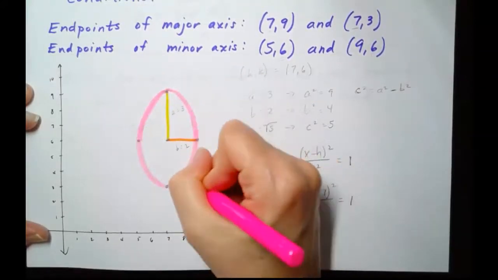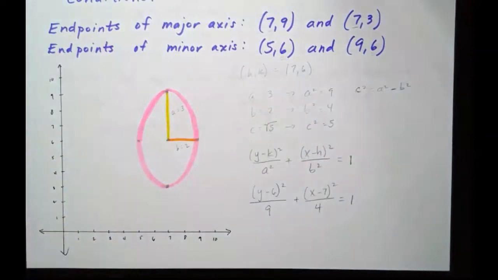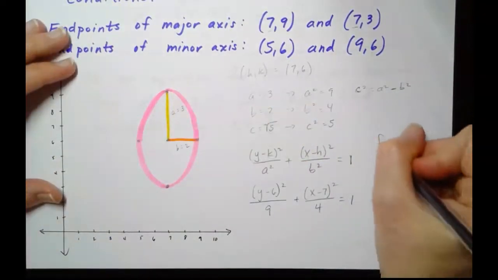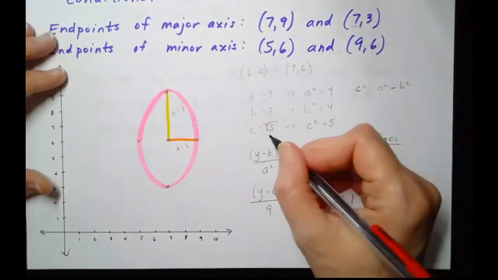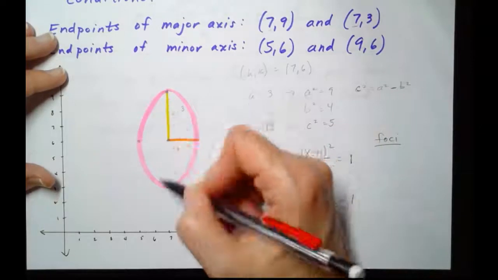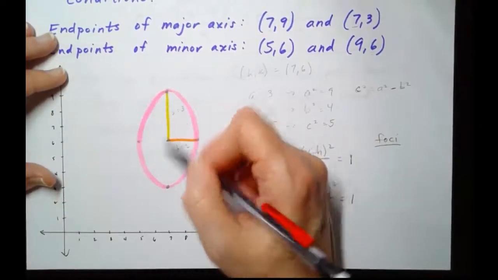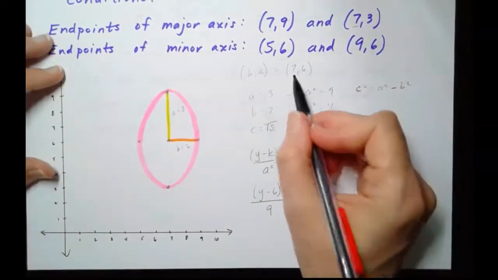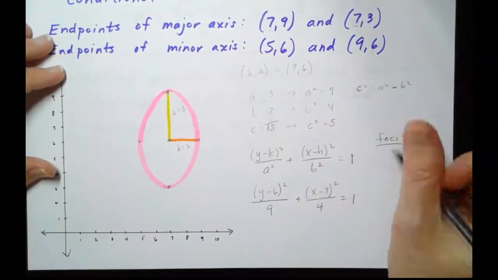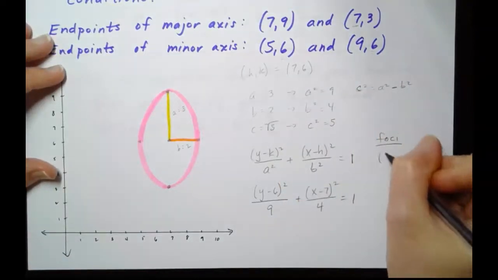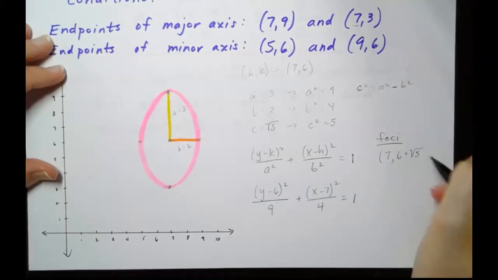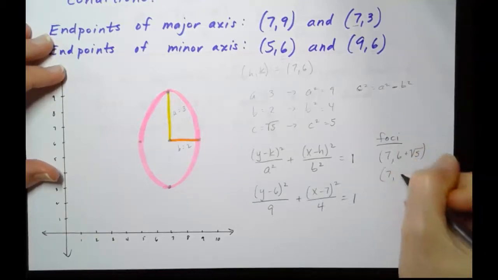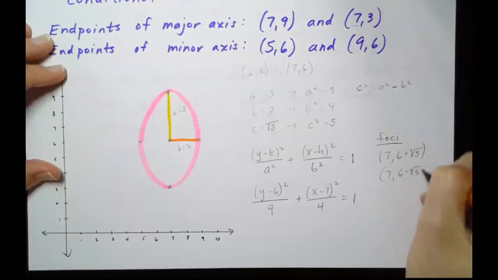Let's find the location of the foci. So our C value is root 5. Once again, C is living on this major axis. So that means our H value will not change, only our K value. So 7 and then 6 plus root 5, and then 7 and 6 minus root 5.